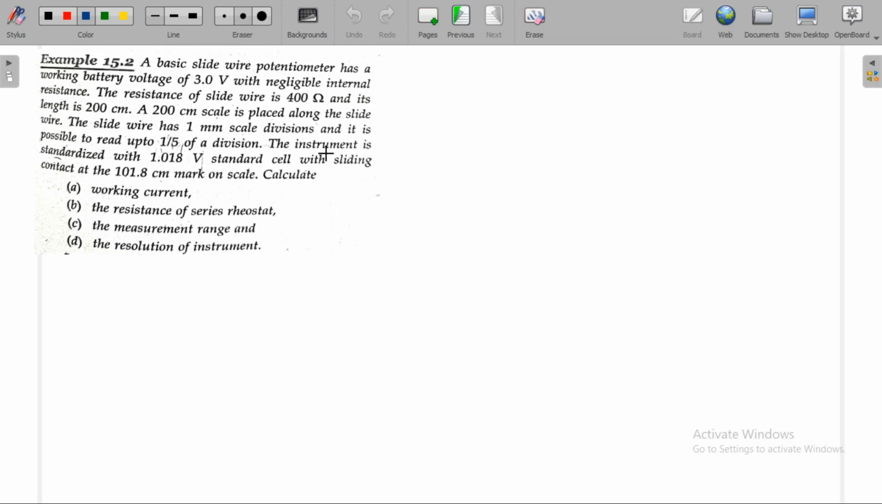The instrument is standardized with 1.018 volts. This is the EMF of standard cell with sliding contact at 101.8 centimeters mark on scale. Calculate working current, the resistance of series rheostat, the measurement range and the resolution of the instrument.